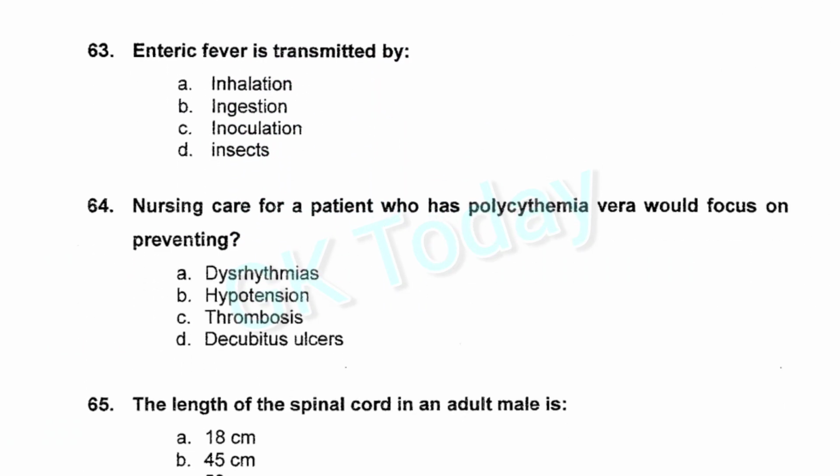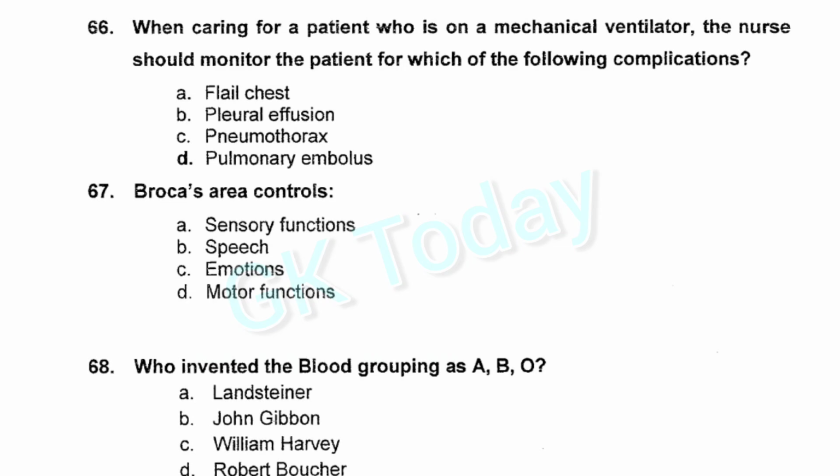Question number 63. Enteric fever is transmitted by, correct answer is option C, inoculation. Question number 64. Nursing care for a patient who has polycythemia vera would focus on preventing, correct answer is option C, thrombosis. Question number 65. The length of the spinal cord in an adult male is, correct answer is option B, 45 centimeter.